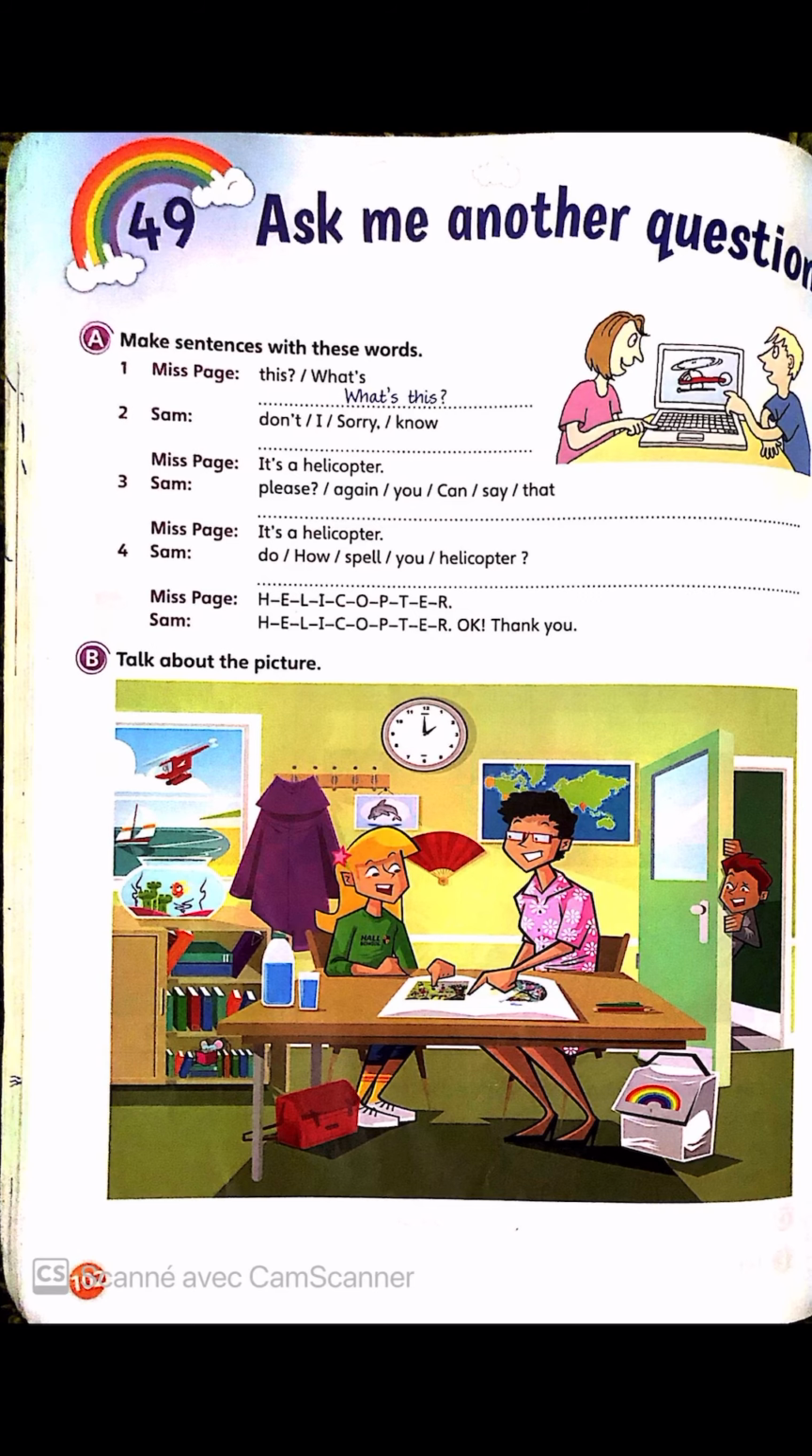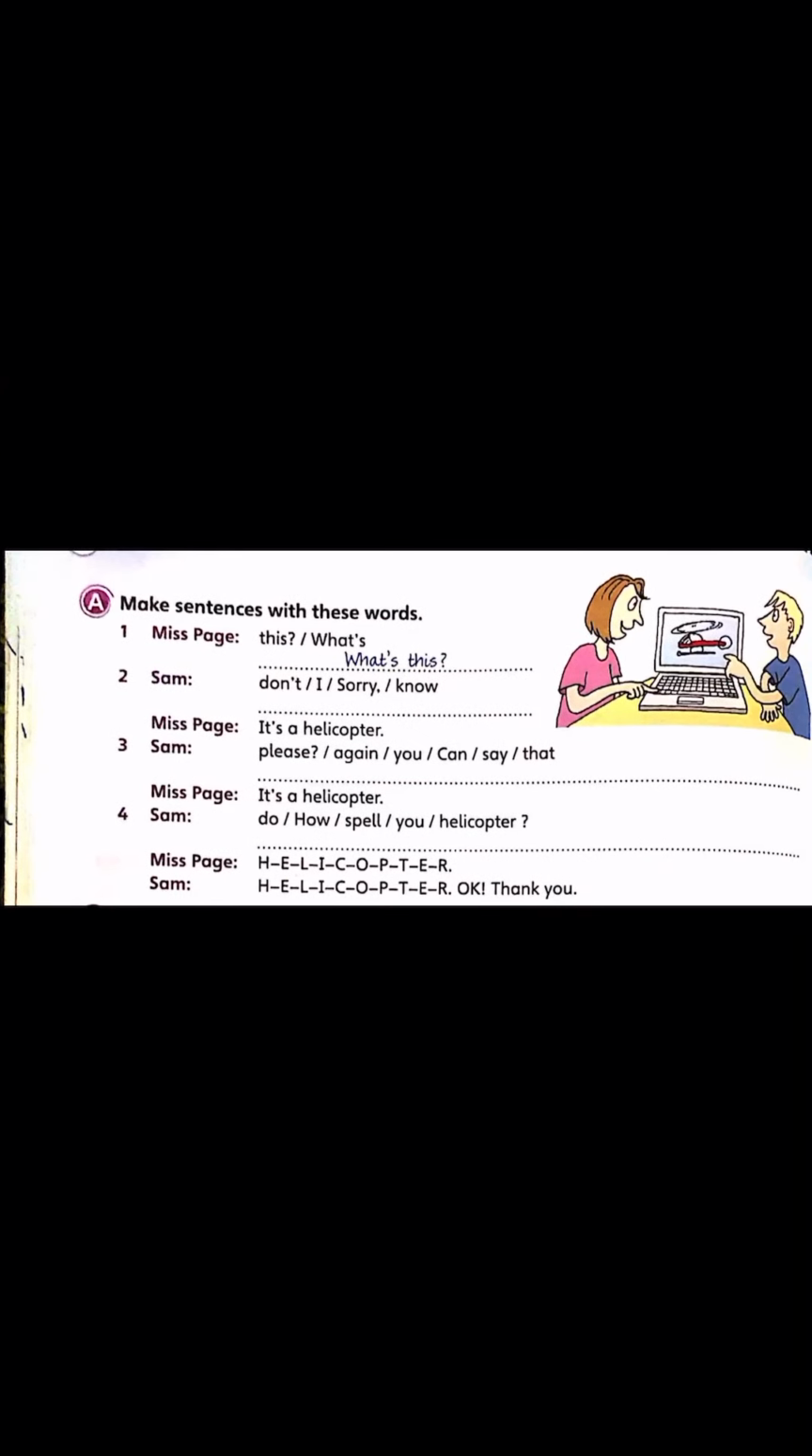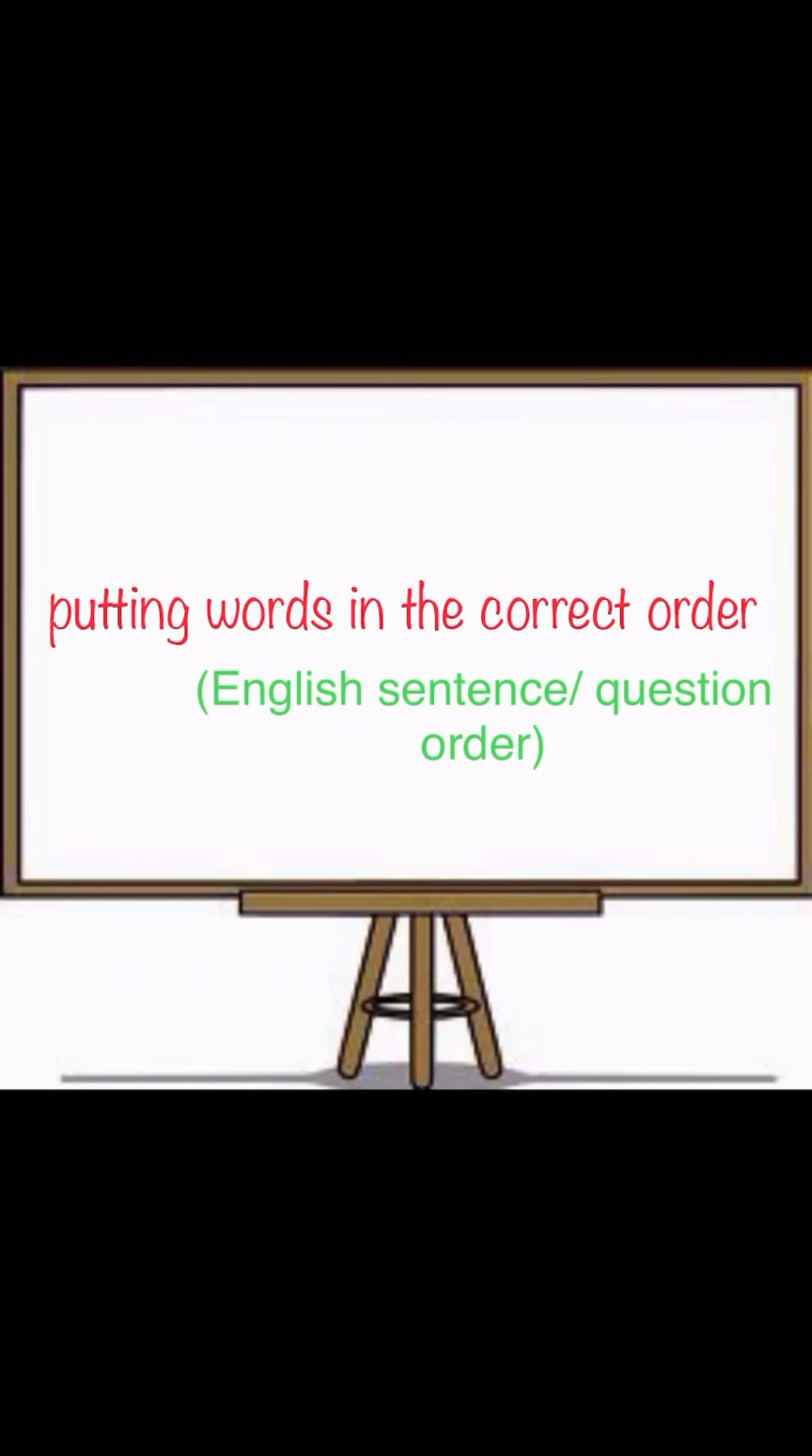Today, we have a new unit, which is unit number 49, Ask Me Another Question. We'll be working on exercise A. The objective is revising the English sentence order and the English question order, when it comes to words. In this exercise, we're going to put words in their correct order to make sentences.